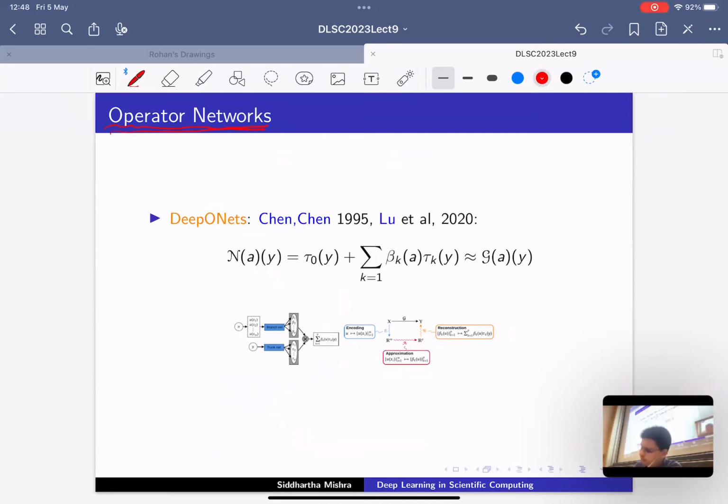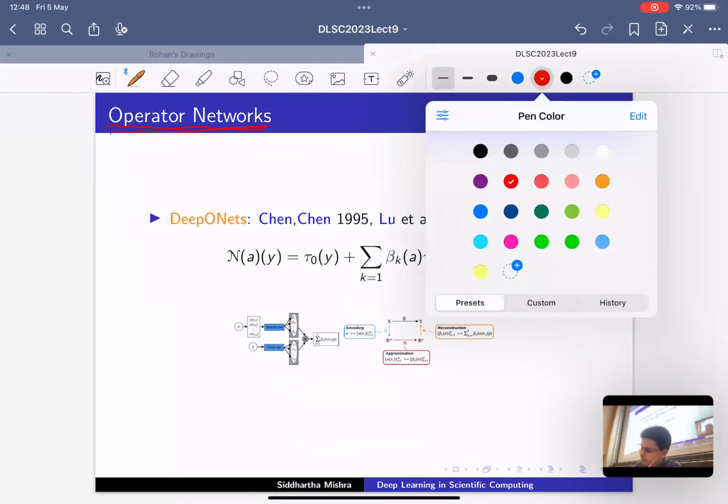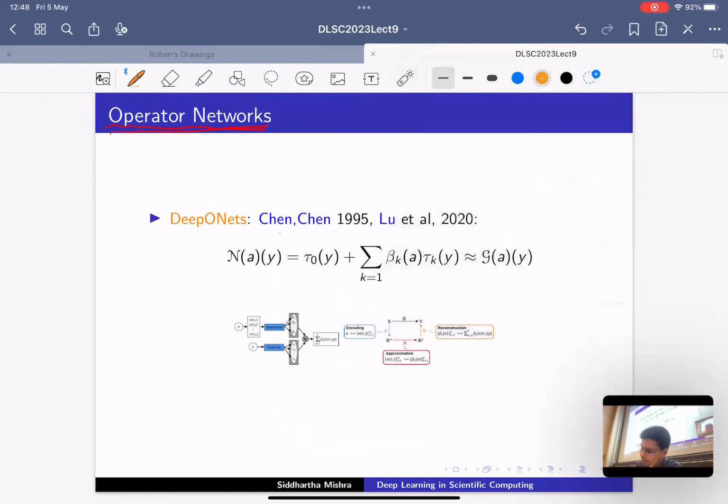A little bit of history about them: these operator networks stem from a paper in the 1990s by two Chinese computer scientists, Chen and Chen. And this has been revived more recently. They were dealing with shallow neural networks, right? In the 1990s, no one was able to handle deep neural networks.